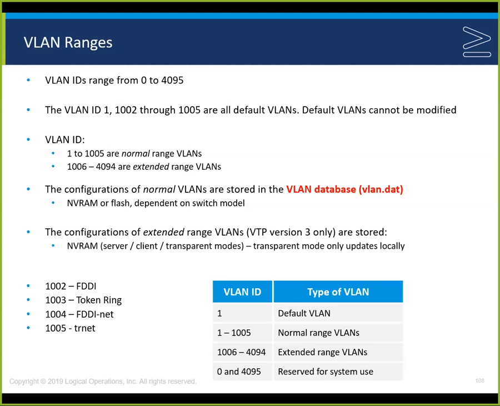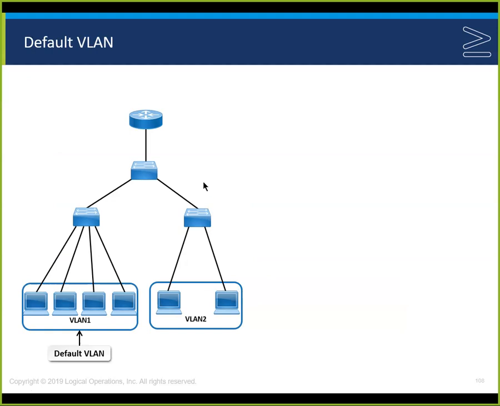Configurations of extended VLANs, and here we got a term, VTP, the VLAN Trunking Protocol, which we were going to do but haven't done yet. There are going to be 3 versions, 1, 2, and 3. And the extended VLANs, VTP version 3 only, are stored in the server, client or transparent modes. Things that, again, we haven't done yet, but we will. Transparent mode only updates locally, and we'll demonstrate those in a little bit. The running configuration file in transparent mode is where these things are going to be stored.